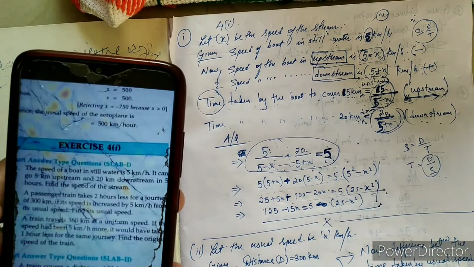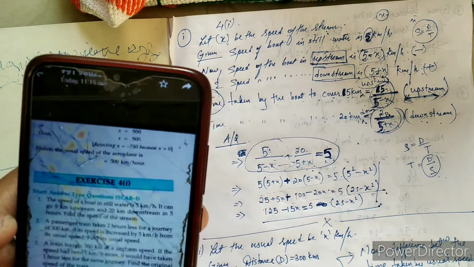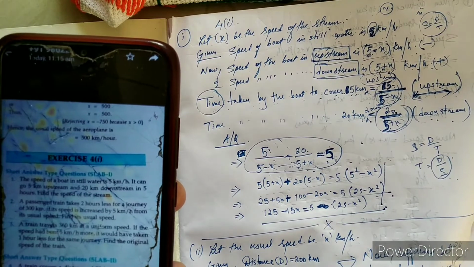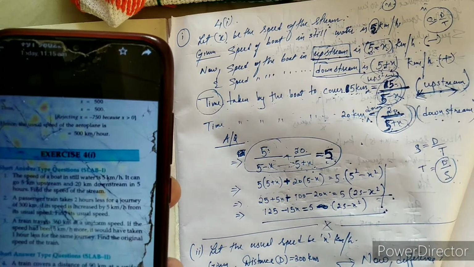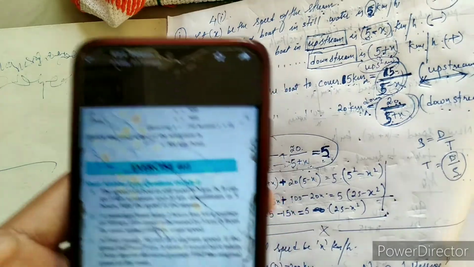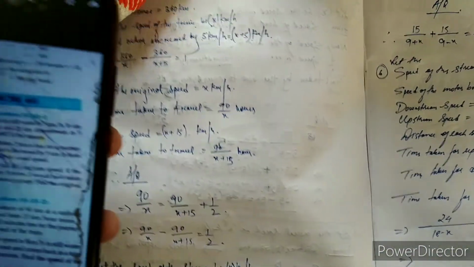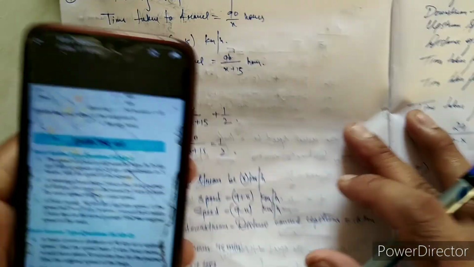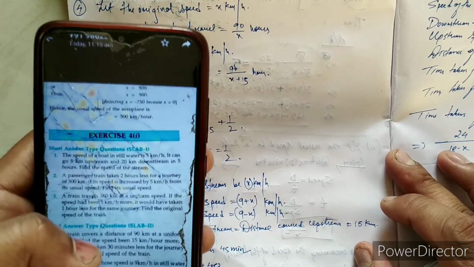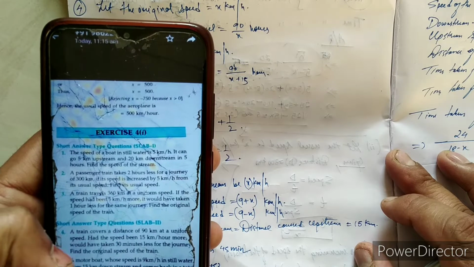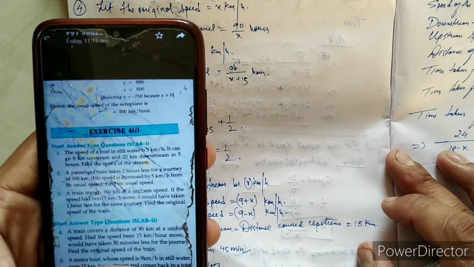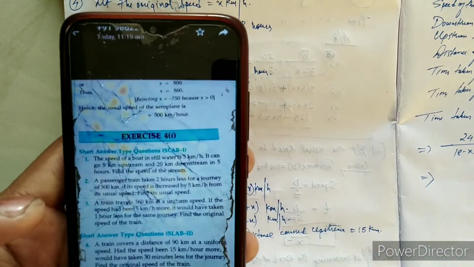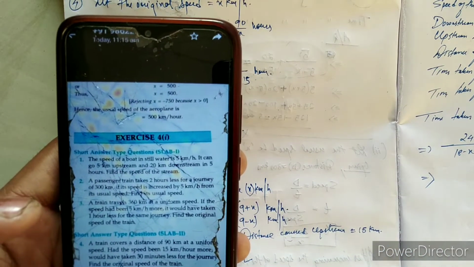Let me show you some more questions about upstream and downstream speed. Now one more question is there. Question number 5. If you check question number 5, I've solved all the questions here. In question number 5, a motorboat whose speed is 9 km per hour in still water goes 15 km downstream and comes back in total time 3 hours 45 minutes.